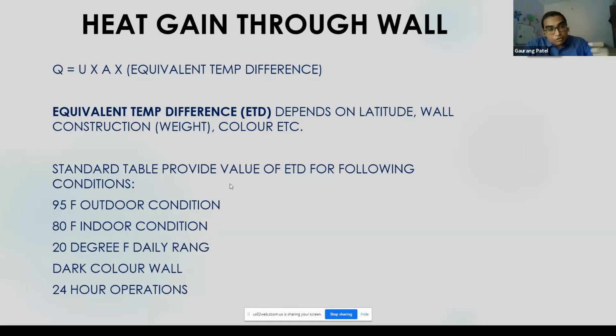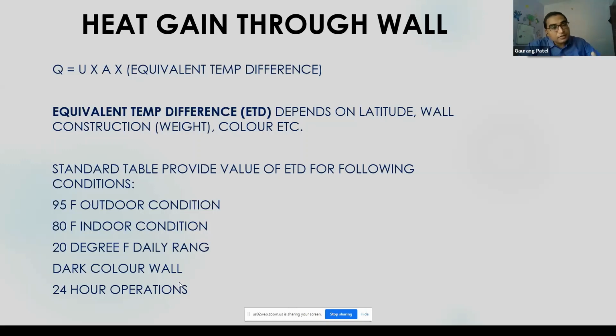So based on your project construction, you need to calculate the U value, then the area of the wall, and the equivalent temperature difference. Now this term, ETD, equivalent temperature difference, depends on what? It depends on your latitude, where your location is, the wall construction, and light or dark colors, and that matters. We have standard tables for that, and the standard tables provide the equivalent temperature difference with the conditions of 95-degree outdoor conditions, 80-degree Fahrenheit indoor conditions, 20-degree daily range, dark color wall, and 24-hour operations.